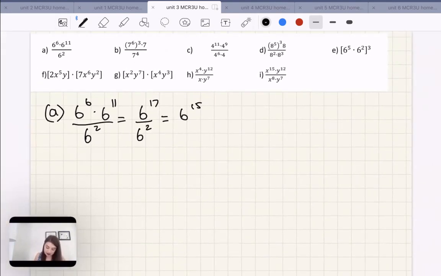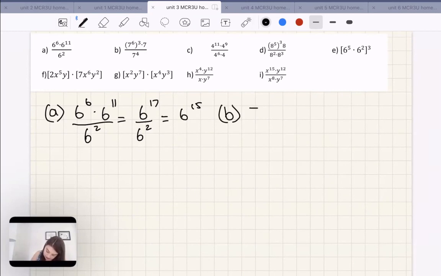So this is the same as the last exercise, except we may have to use 2, if not all 3 of those laws in the same question in order to find the answer. So in that sense, these are more challenging than the previous ones. Okay, let's try B.